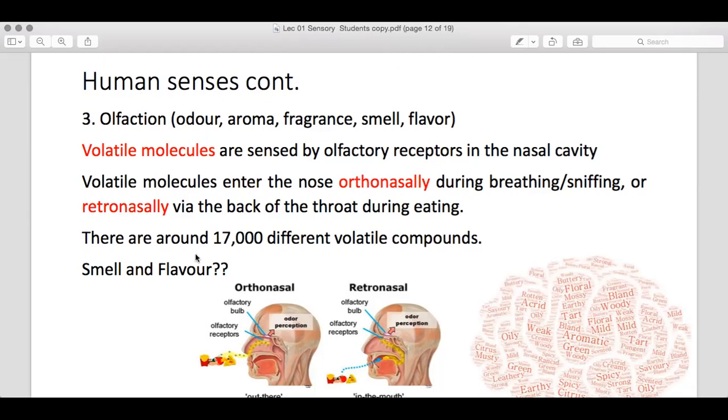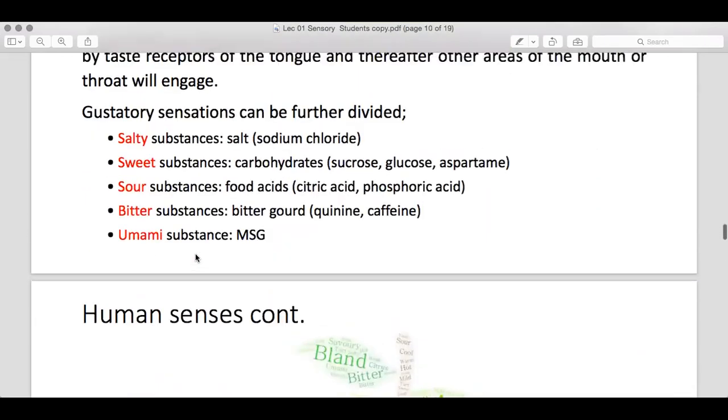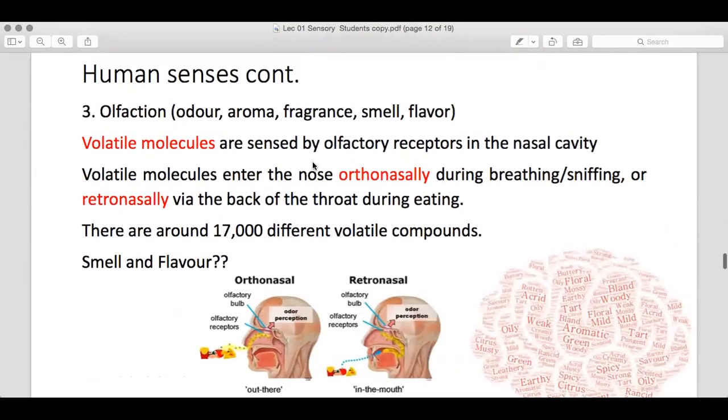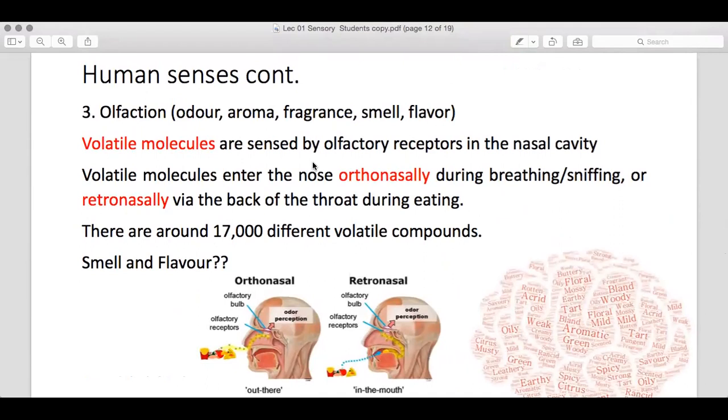So olfaction means, we have discussed gustation due to non-volatile substances, but here volatile compounds are responsible. Right? When food is far away, you still get the aroma, as a result of volatile molecules.